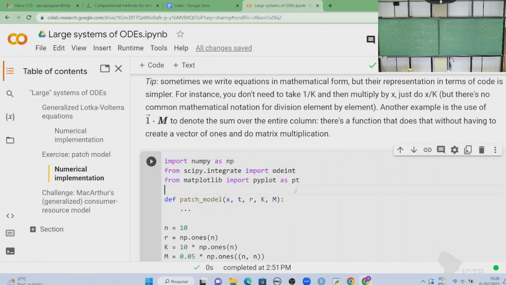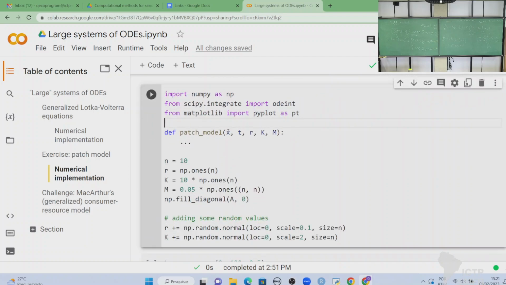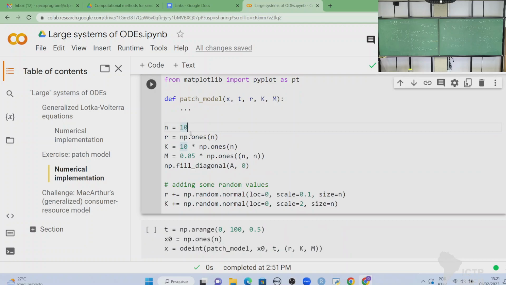So I import this stuff as usual. I want to write this model as a function of x, t, r, k, and m, right? Now here I define the pieces. So once again, let me put just 6 patches, okay? I define R as all of them equal to 1. I put the carrying capacity at all of them equal to 10, okay? So this is a vector of 6 ones multiplied by 10, so all of them are equal to 10.